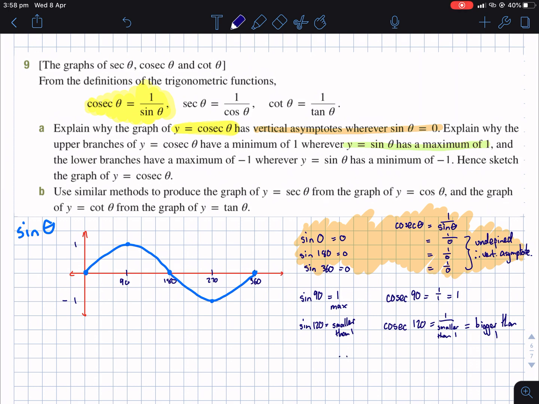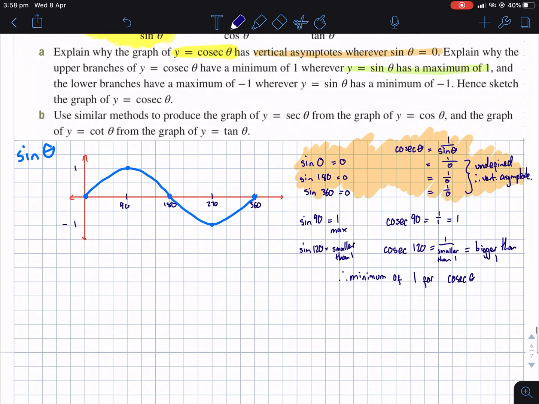So that's why we have a minimum of 1 for cosec. Because sine theta never gets bigger than 1. So 1 divided by this is never going to get smaller than 1. And it's going to be the same whenever we look at the minuses as well.